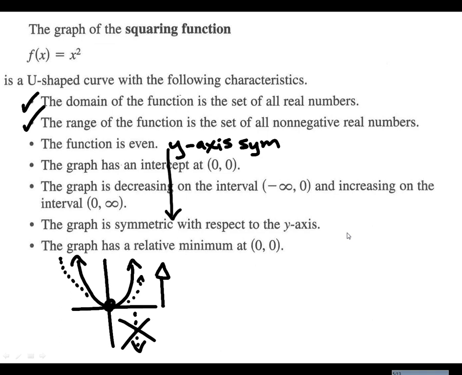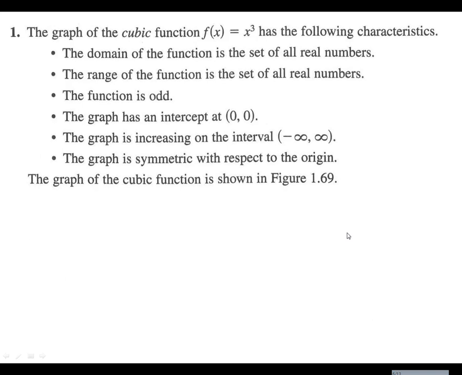We already said that, it's even. And it has a relative minimum there at the origin. Just some basic things we need to know about the x squared function. We call this the squaring function. Makes sense. It's x squared. Okay, and the next one is our cubic function, and it looks like this.